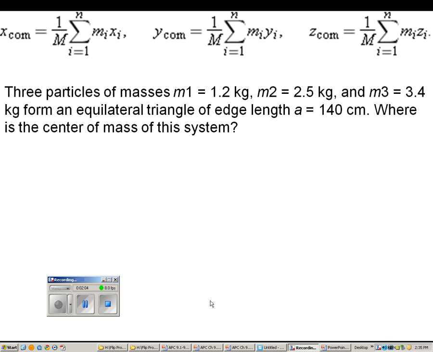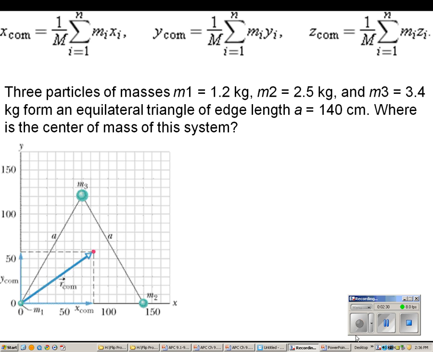So here's an example. Three particles of mass 1.2 kilograms, the second mass is 2.5 kilograms, and the third mass is 3.4 kilograms, form an equilateral triangle of edge length 140 centimeters. Where's the center of mass of the system? So I would draw the picture first, set up all the positions, and use the x center of mass, y center of mass equation up above to find out where the actual center of mass is.